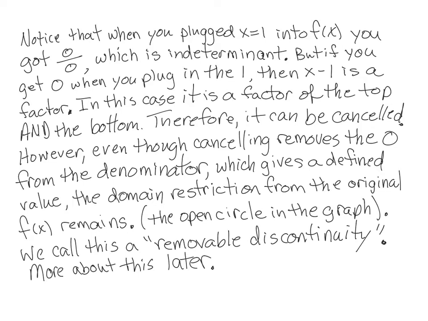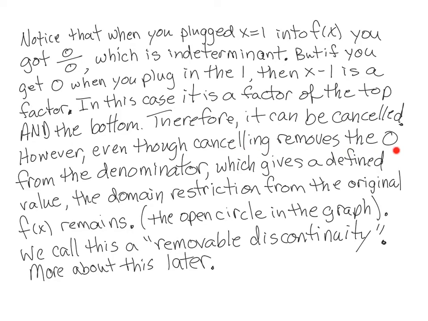Again, notice that when you plugged x equals 1 into that function, you got 0 over 0. That's not just undefined, it's worse, it's indeterminate. And in that case, I want you to pay very close attention, because if you get 0 over 0, you know that x minus the number that you plugged in was a factor. And in this case, it's a factor of the top and a factor of the bottom. Therefore, it can be factored and canceled. Cancel it and see what happens. Once you cancel it, you plug the 1 back in and you see what your answer is.